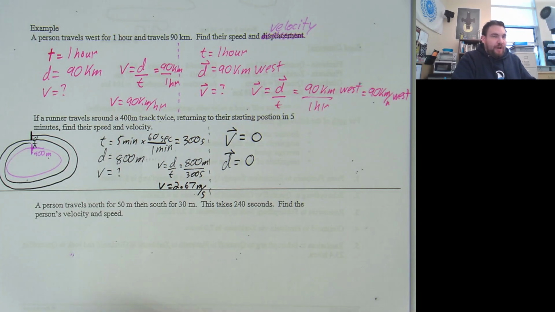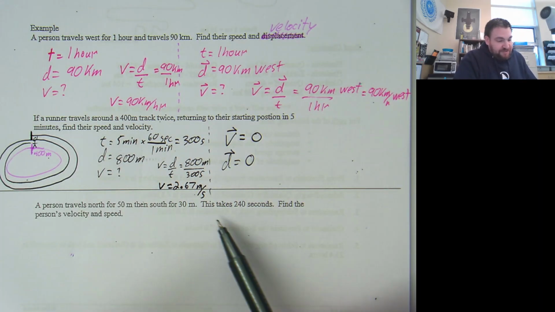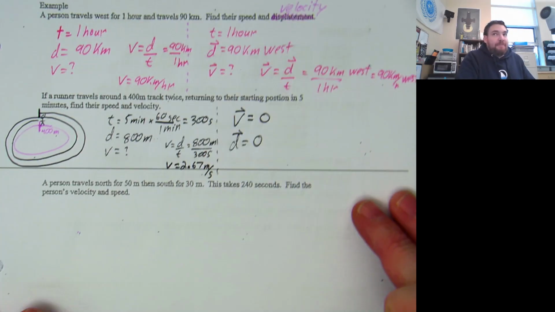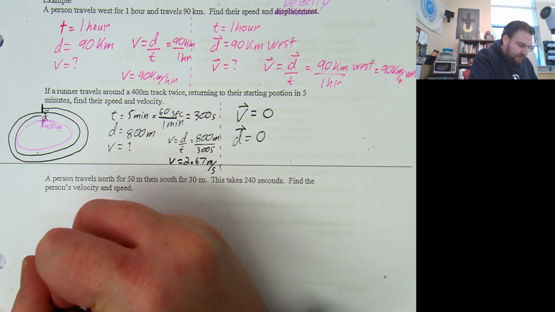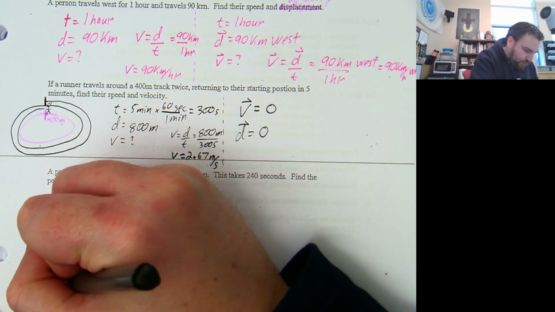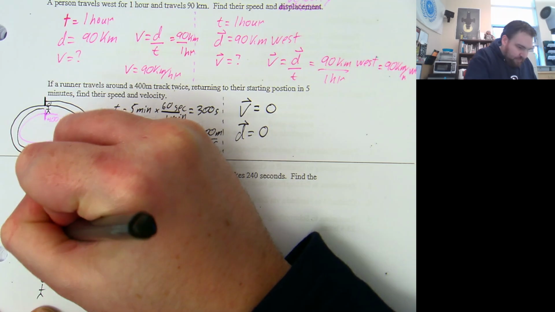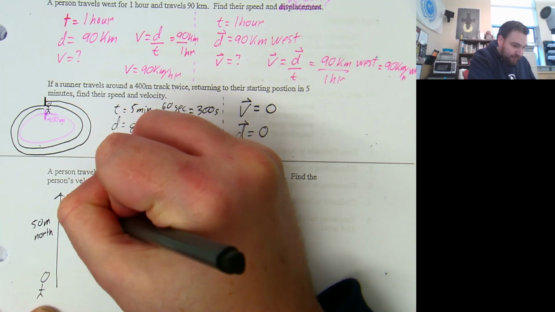As soon as you change direction, things get weird. Let's do one more. Here we go. A person travels north for 50 meters, then south for 30 meters. This takes 240 seconds. So let's draw this. Let's assume north is up the page, even though we know it's behind me. Here's our person. They go 50 meters north. They turn around, go 30 meters south.